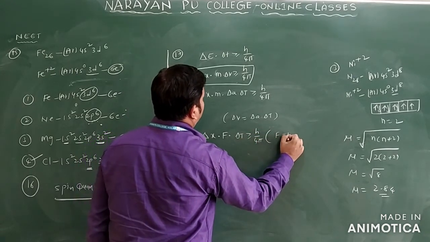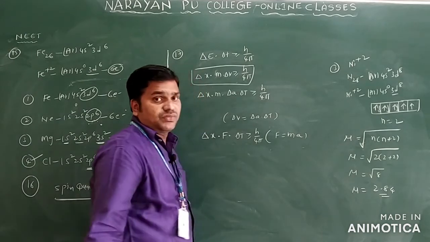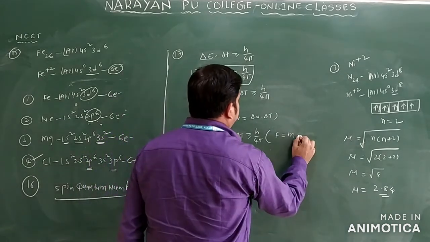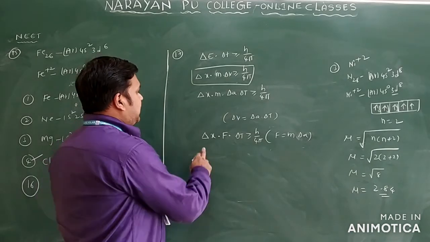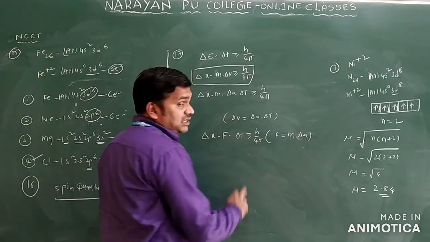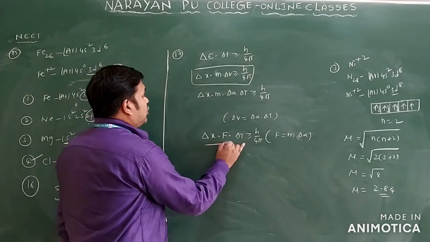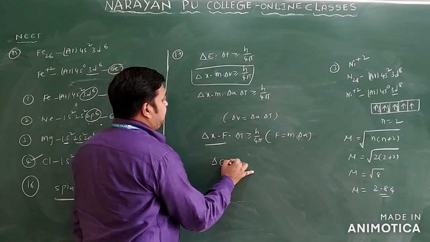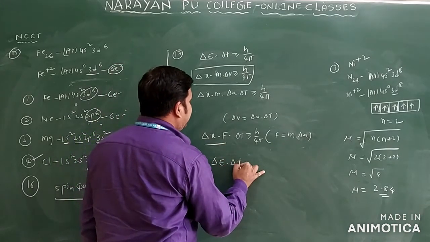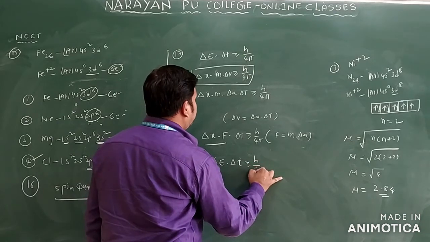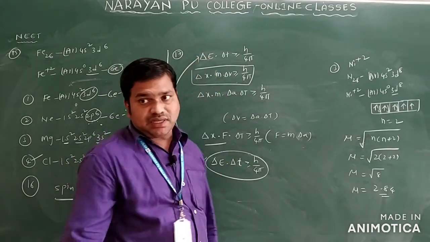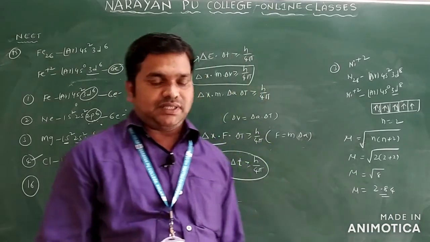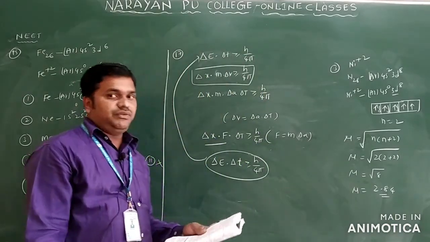Why? Because you know F is equal to MA. So in the form of MA, you will write the change in acceleration as delta A only. So delta X into F into delta T is greater than or equal to h by 4 pi. From this you will write delta E into delta T greater than or equal to h by 4 pi. This is the other form of the Heisenberg uncertainty principle.